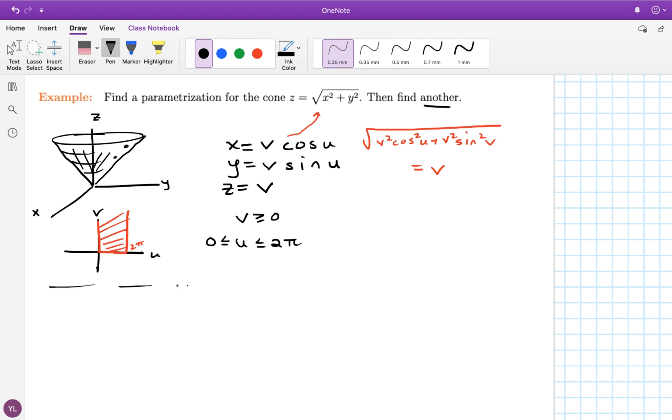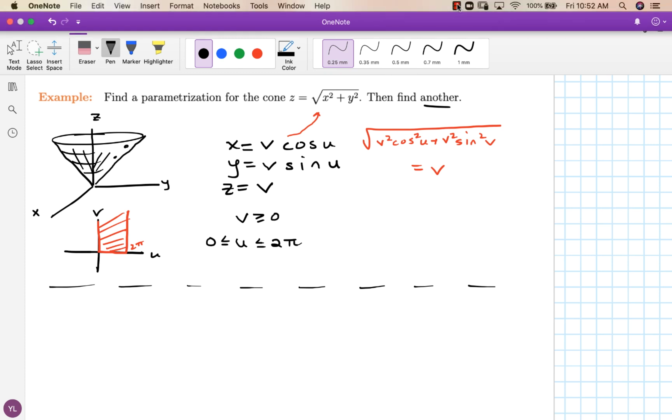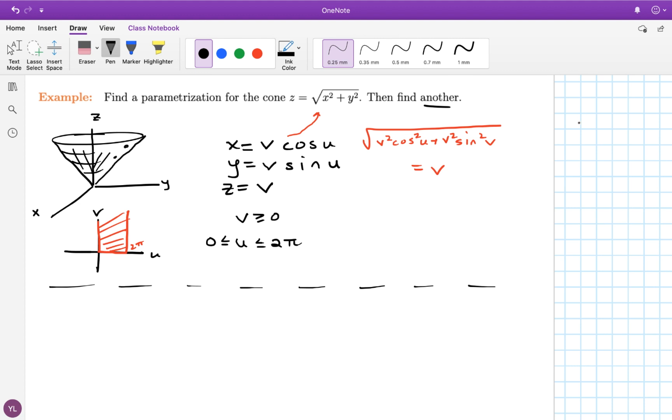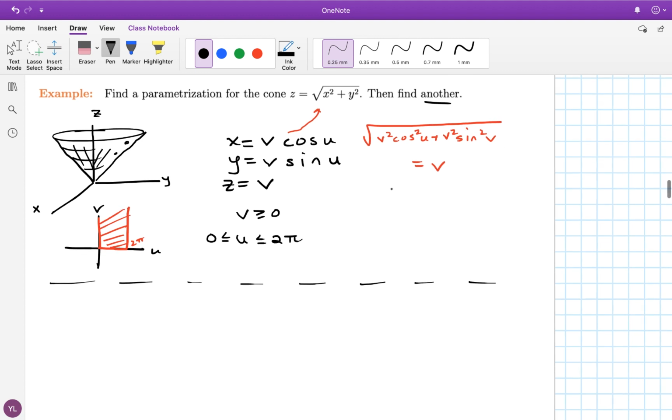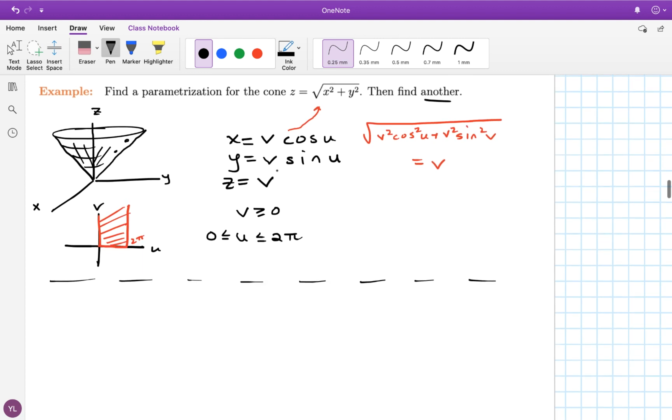Okay, so I know that might seem really tricky at first, but as I've been saying, you'll get used to it as you look at more and more examples. So here's another way that we can parameterize the cone. Instead of using the rotation in x and y to build the parameterization, we take the following perspective.